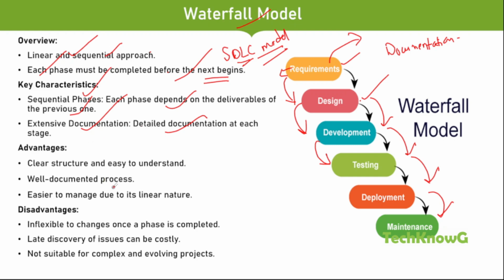Then advantages: clear structure and easy to understand. So the waterfall model has a clear structure and is easy to understand. Then it is a well-documented process, easier to manage due to its linear nature. So it is easier to manage. Okay, why is it easier? You will be able to understand when we are discussing agile.